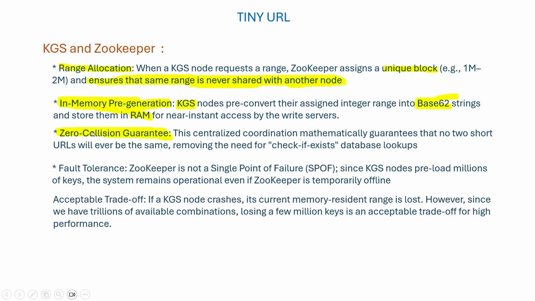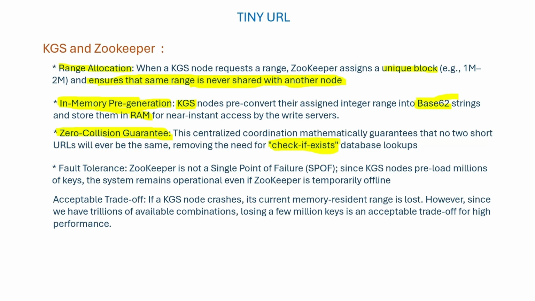So moving on to the zero collision guarantee. When we say no collisions would occur, or there is a zero collision guarantee, it means it is mathematically impossible to generate two same short URLs when unique numbers are assigned to generate a base 62 string. This removes the need for making additional DB calls. You don't need to check in the DB each time if a particular short URL exists or not.